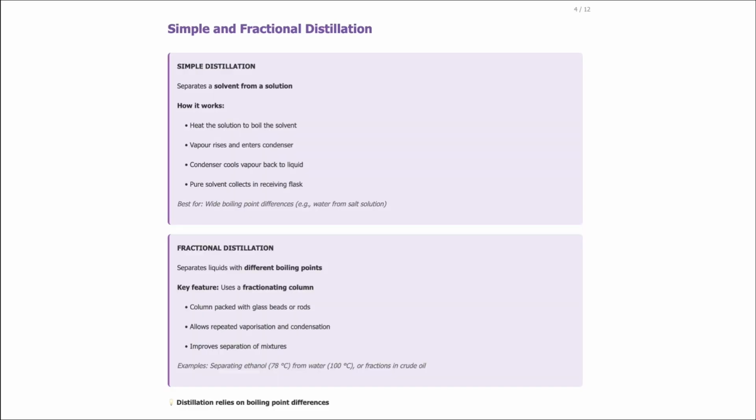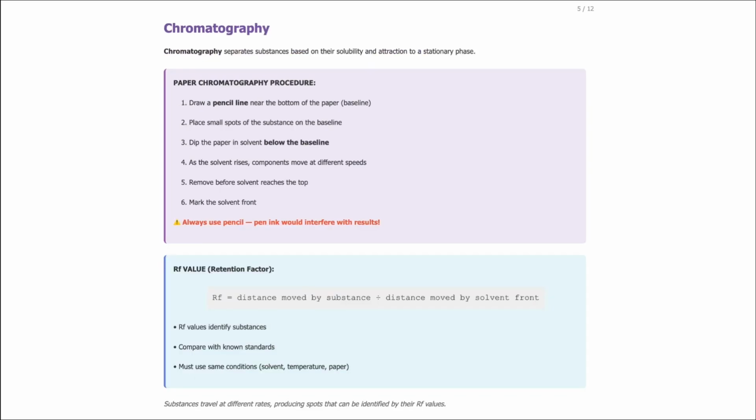Distillation relies on boiling point differences. Simple distillation is for wide differences such as water from salt solution. Meanwhile, fractional distillation uses a glass column packed with beads to separate liquids with close boiling points, for example, separating ethanol from water.